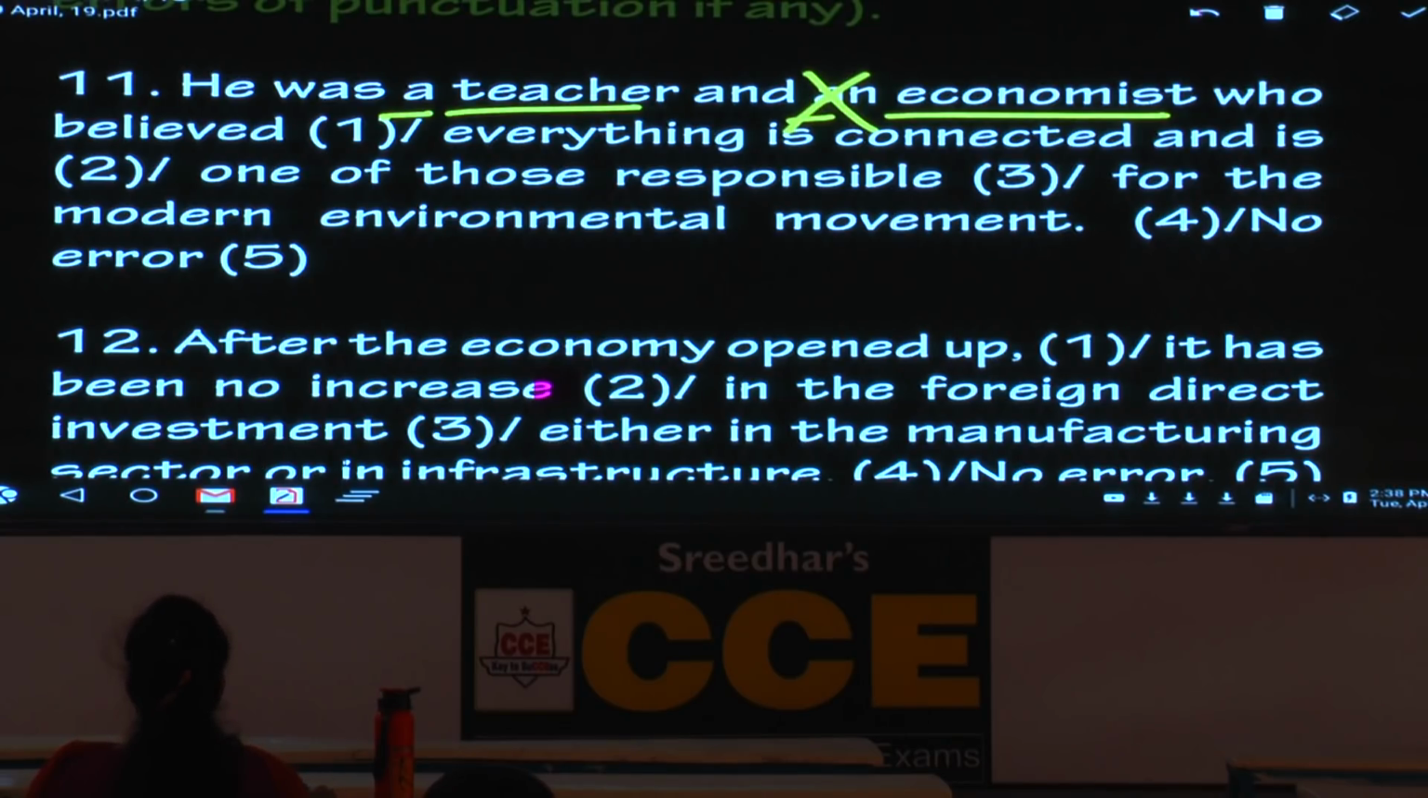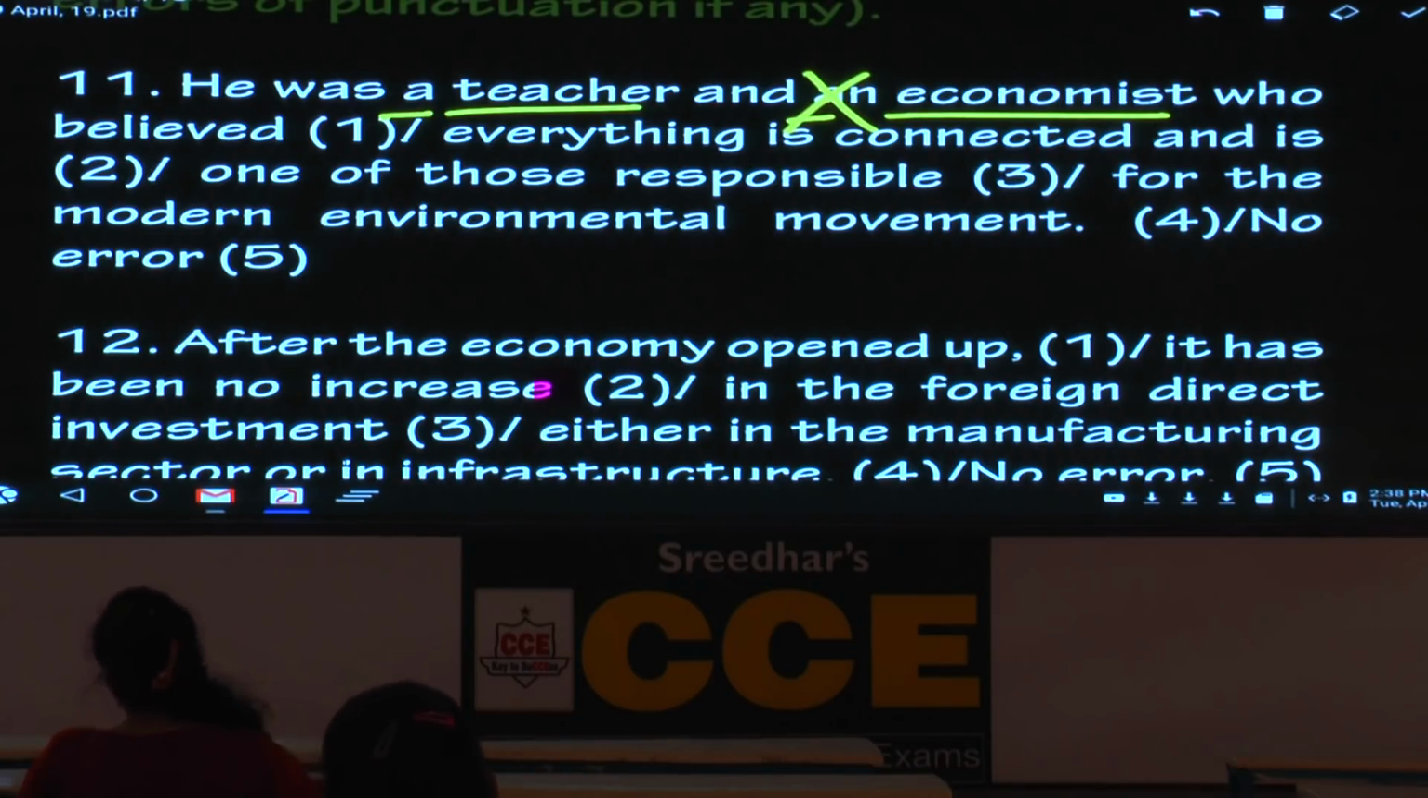Once in some exam, they gave a sentence related to Sarvepalli Radhakrishnan, same pattern. They used a teacher and a philosopher, not correct, a teacher and philosopher. So please make a note, article related.